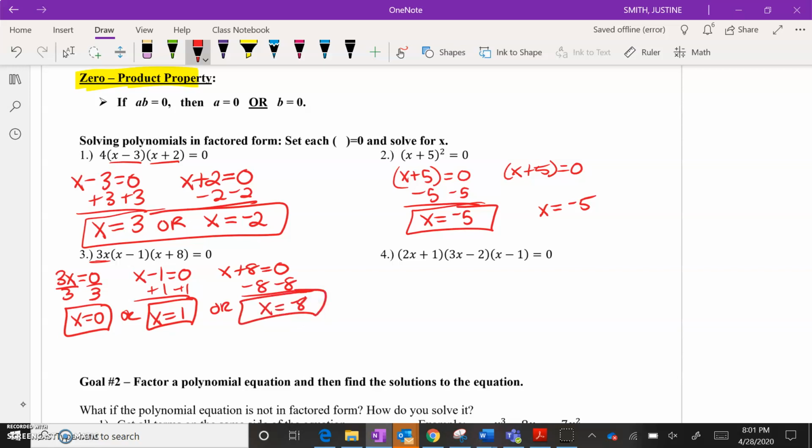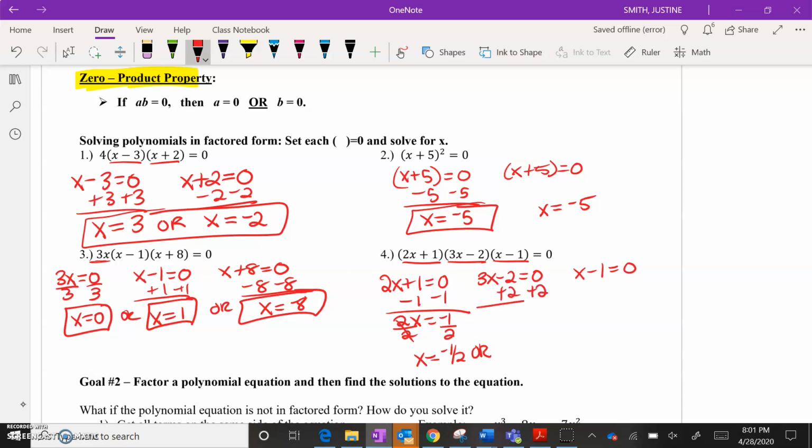Okay, so this last one, again, we're setting all of these equal to 0. So 2x plus 1 equals 0, 3x minus 2 equals 0, and then x minus 1 equals 0. So the first one, we would go through and solve this, and we would get x is equal to negative 1/2. Or we would go through and solve the next one. x is equal to 2/3, or x is equal to 1. Okay, so these would be our three answers.